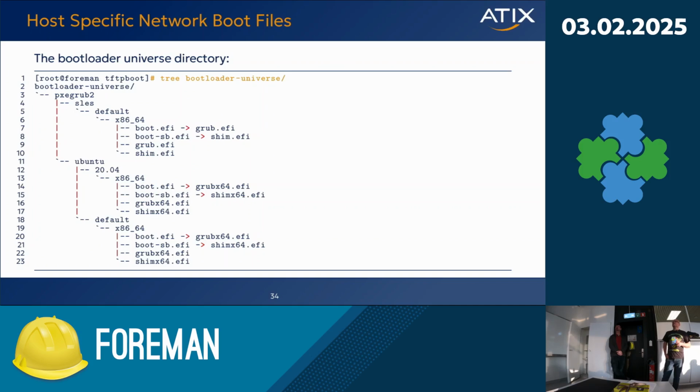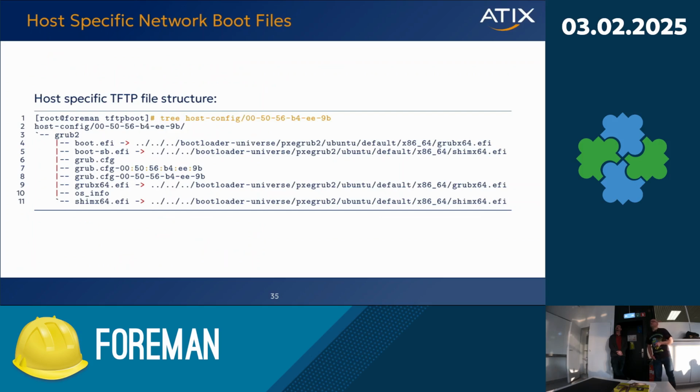So, okay, this is the universe where all bootloader files are. On the other side, we need a directory structure where we store the host-specific bootloader files. And for this, we added to the TFTP root directory a host config directory, which basically holds bootloader files. And as you can see here, symlinks to the bootloader files for specific hosts, or for all the hosts, better to say.